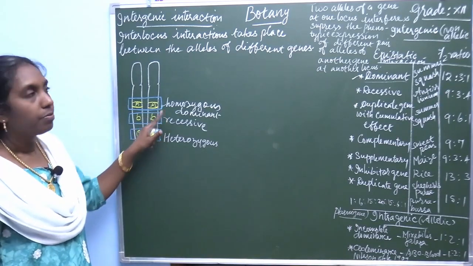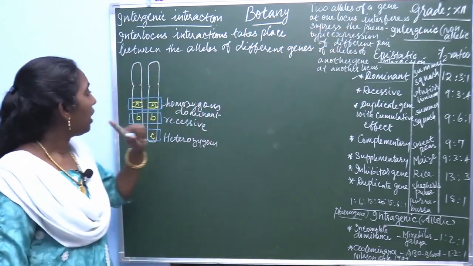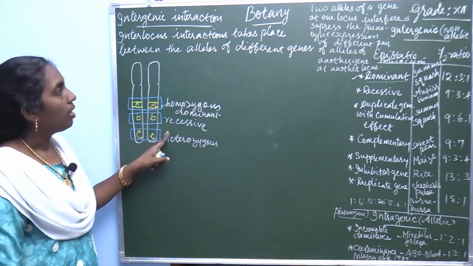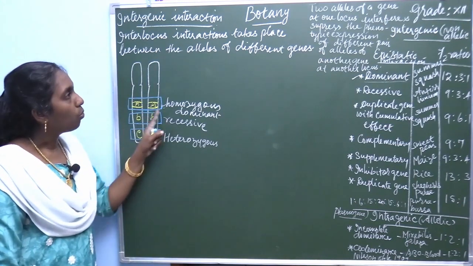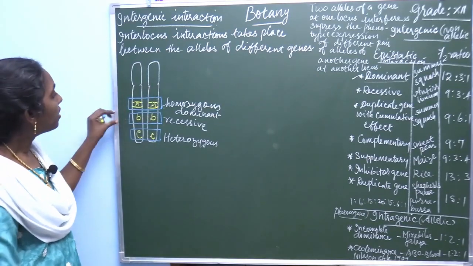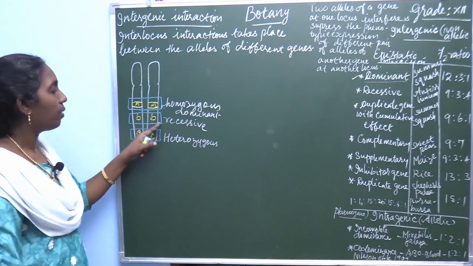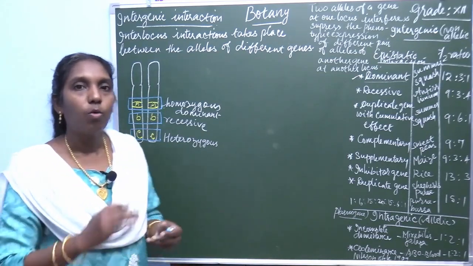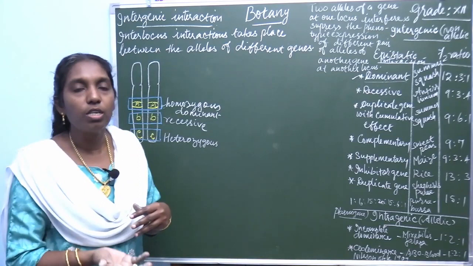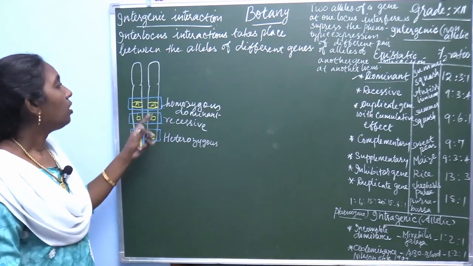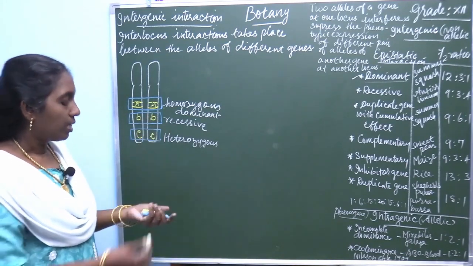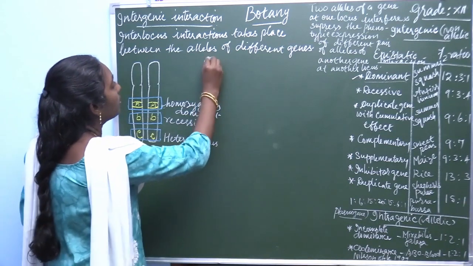So, what is the definition? Two alleles of a gene at one locus; this is one allele, this is another allele. Two alleles of a gene at one locus interfere with and suppress the phenotypic expression of a different pair of alleles. So what does this mean? One pair of alleles suppresses or masks the expression of the other allele. That is called dominant epistatic interaction. Let us see one example, summer squash.